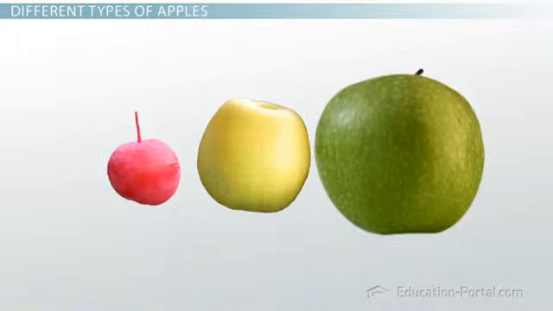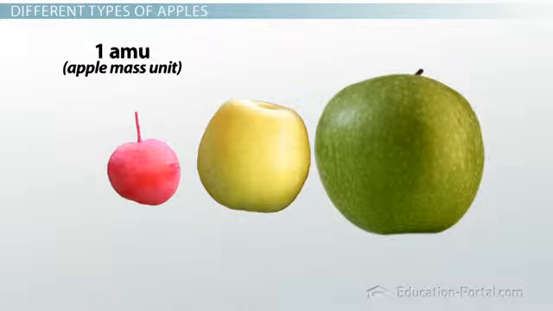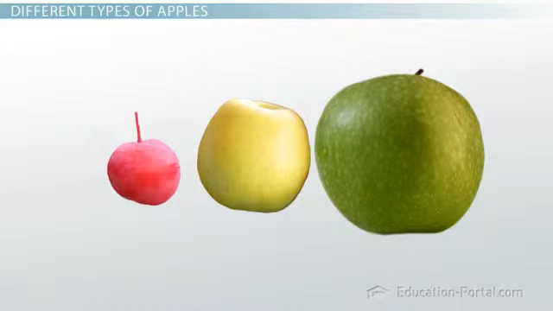First of all, the crab apple is very small. It's red in color and it tastes quite sour. And for the purposes of this lesson, we are going to give it a fictional mass of 1 AMU, which we'll call the apple mass unit. Whereas the golden delicious is medium-sized, yellowish in color, tastes sweet, and we're going to give this a mass of 2 AMU. Finally, the Granny Smith is large, green, and tastes sour. We will give this apple a mass of 3 AMU, so it weighs 3 times as much as the crab apple. They're all similar in that they're apples, but they have many different characteristics.